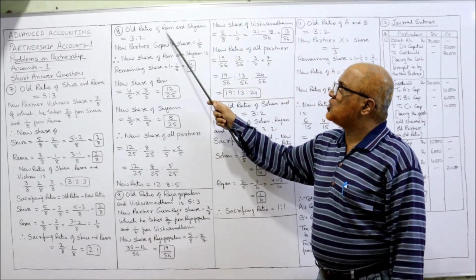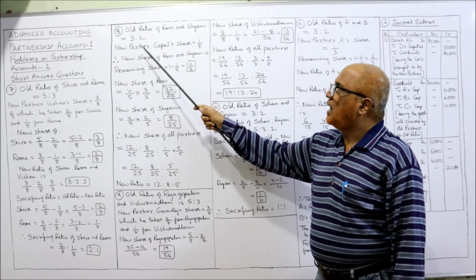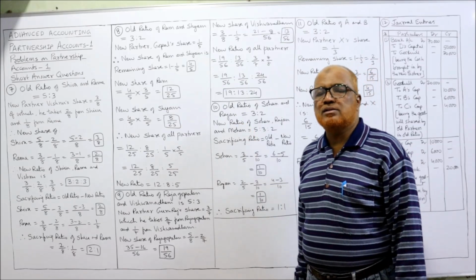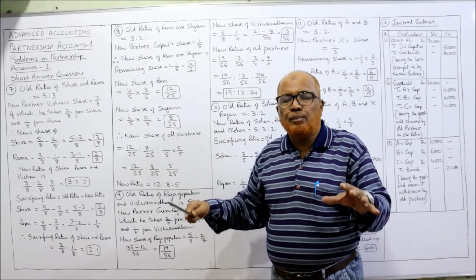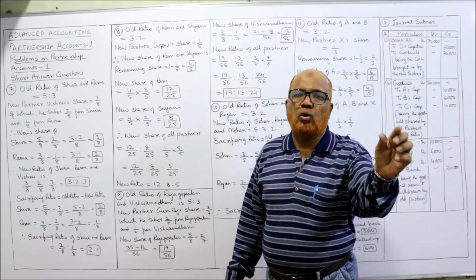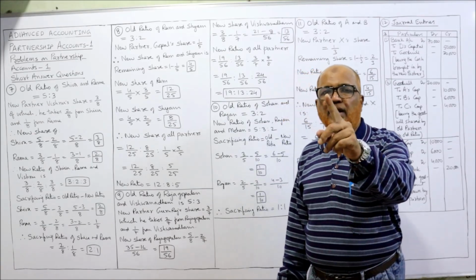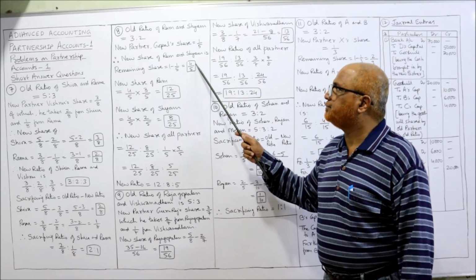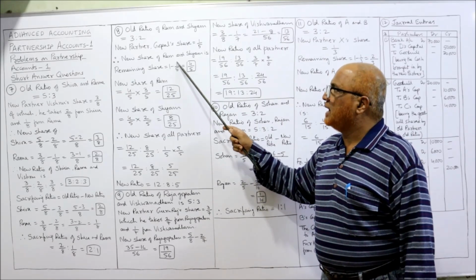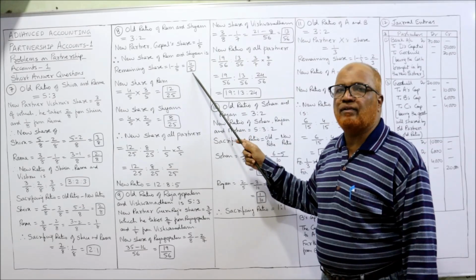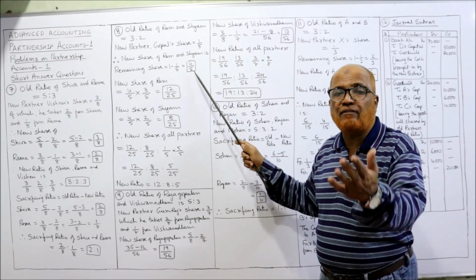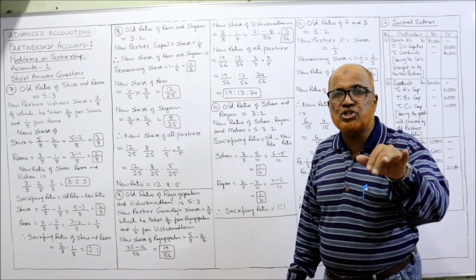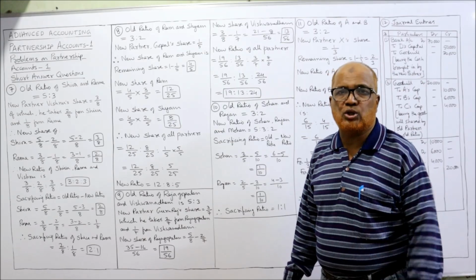So, the old ratio of Ram and Sham is 3 is to 2. And the new partner Gopal's share is 1/5. So what we'll do is, out of the total profit, 1/5 will go to Gopal. So from 1 minus 1/5, the remaining profit will be 4/5. This is the remaining profit after giving the share to Gopal.